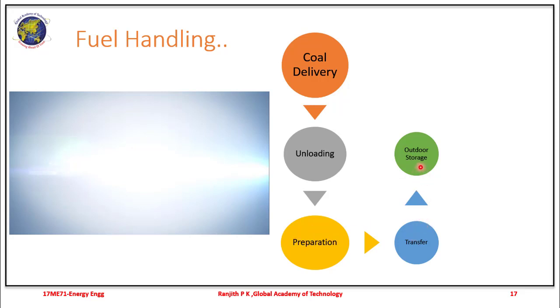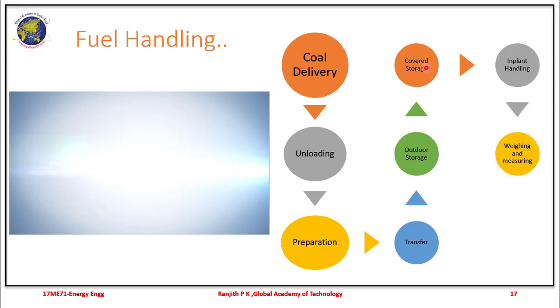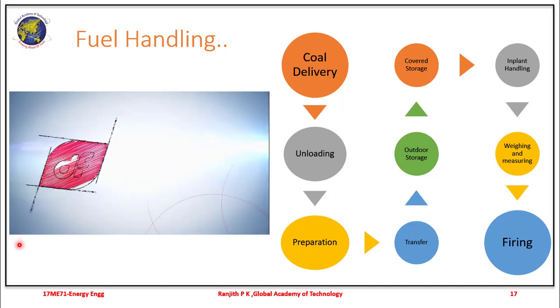By transfer, we mean transferring it from the storage to the power plant. Then within the power plant premises there is also usually some amount of outdoor storage, and it starts with cover storage as well, in case rain or water is a major deterrent. Then within the plant it should be handled well, and then it is weighed and measured, and in the right proportion it is then used for firing. So here is a small video which explains what the fuel handling system is.